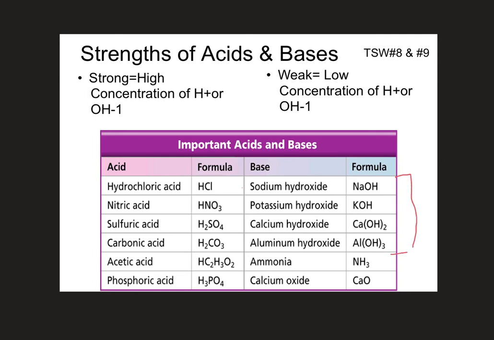Now these all have hydroxide in the name, so that's a pretty good indicator that it is a base, just based on the name and the formula. So ammonia and calcium oxide are two unique bases because even though they do not have an OH ion in their formula, once they are put into water, they break apart and form hydroxide in a solution. So this is why they're technically classified as a base. Okay? So we're going to work more of these shortly.